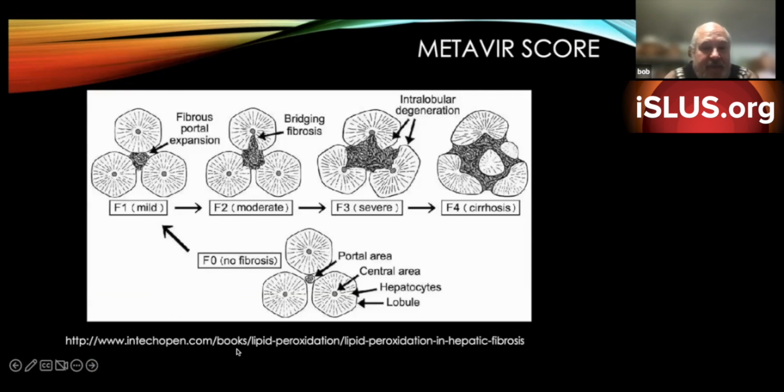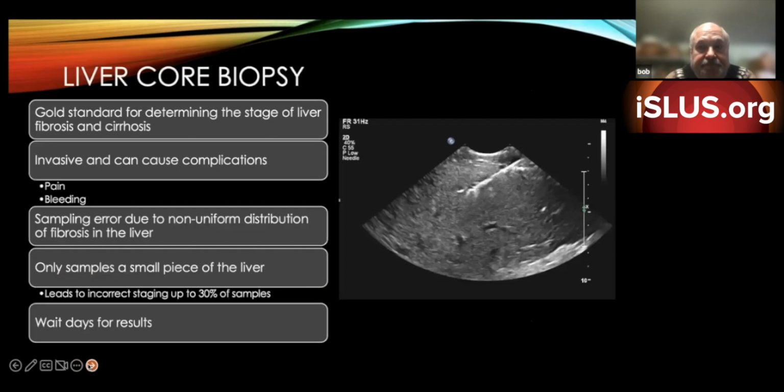So here's a visual representation. Again, here's nice and normal looking, and then the fibrosis starts, it gets worse and worse and worse until we have like cirrhosis in here. So this is all the fibrosis building up. Of course, up to now, the gold standard for determining how stiff the liver was or how damaged it was is the liver biopsy.